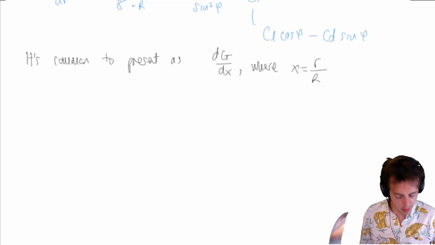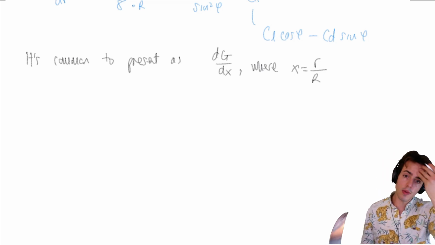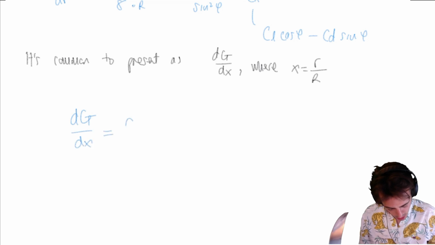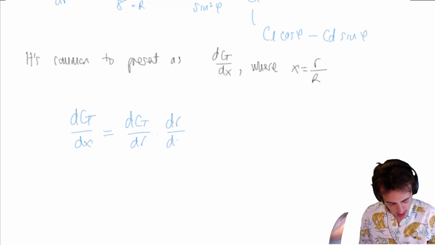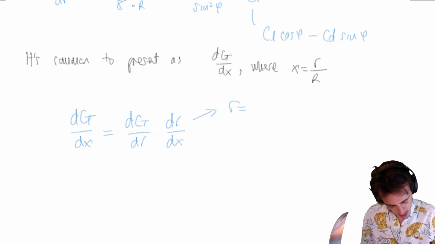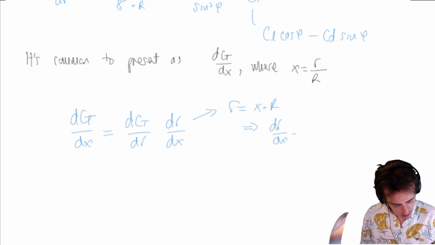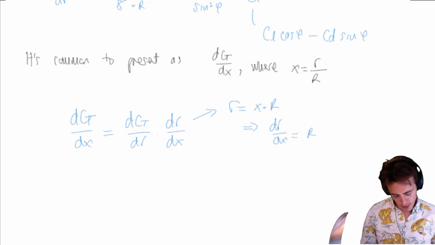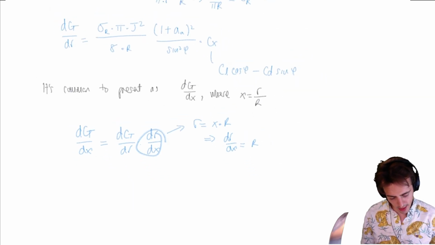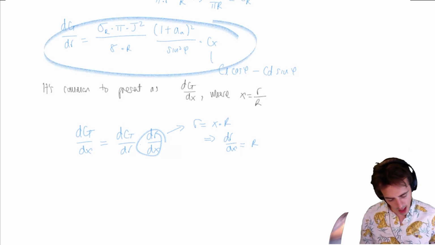Remember x is equal to r divided by R, which is our span-wise non-dimensional ordinate. So dCT on dx would be equal to dCT on dr multiplied by dr by dx. Okay, so dr by dx: r is equal to x multiplied by R. Therefore dr on dx is simply equal to R. So if we take our expression and we multiply it by R, we get dCT on dx.